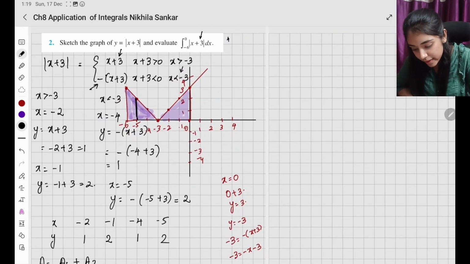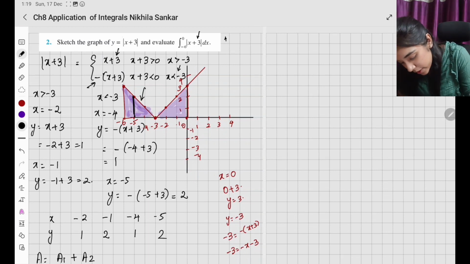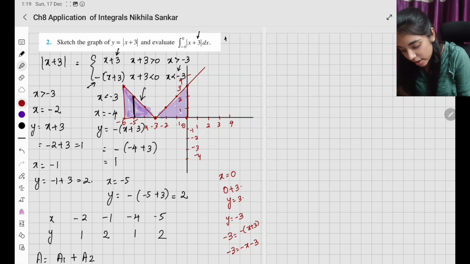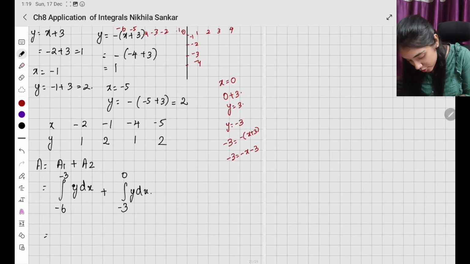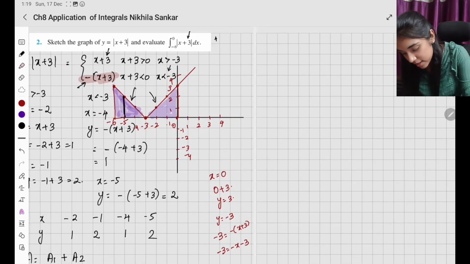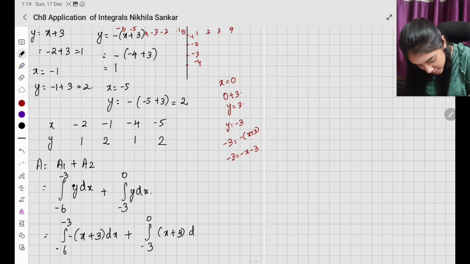Now the y value: we are talking about the left hand side. Left hand side for this particular function is x less than minus 3. X less than minus 3, I am talking about this. So it is going to be minus of x plus 3. So this is going to be the integral from minus 6 to minus 3 of minus of x plus 3 times dx, plus the integral from minus 3 to 0, and this particular function is going to be x plus 3. So minus 3 to 0, the function looks like this: x plus 3 times dx.